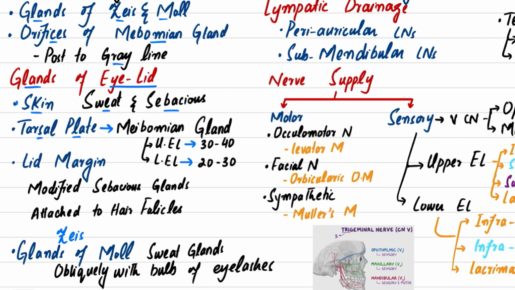Then they are talking about the lid margin glands. In the lid margin we again have modified sebaceous glands, and these glands are attached to the hair follicles of the eyelashes. These are called glands of Zeis. And again we have a modified sweat gland. This point is very important, you have to remember it. The modified sebaceous glands are the glands of Zeis, while the modified sweat glands are the glands of Moll. So this is important, and these are also obliquely associated with the eyelashes or the bulb of the hair follicles of the eyelashes.